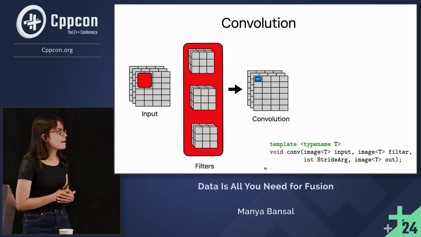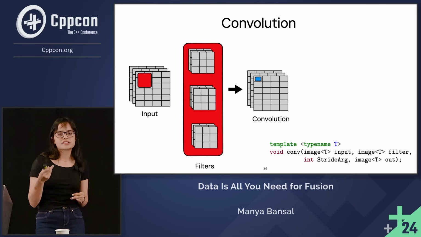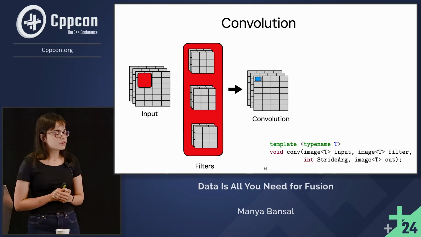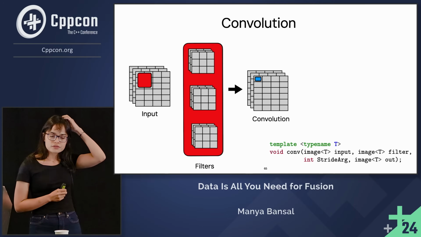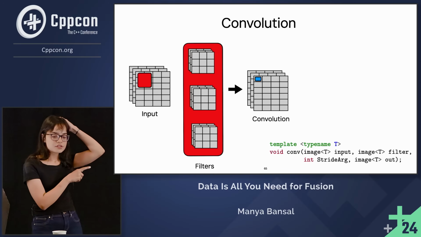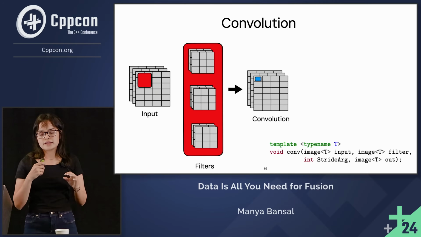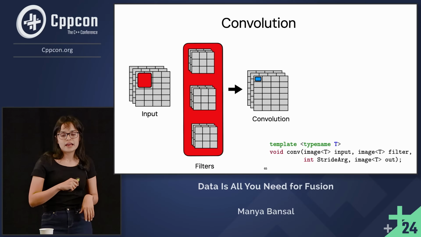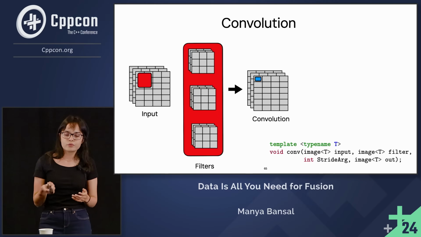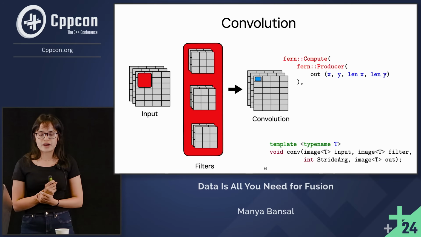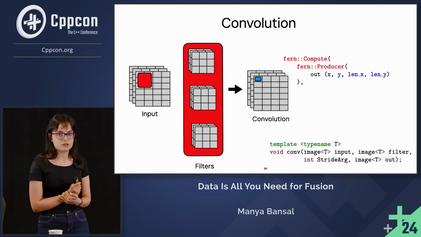Let's go through another example together, and I'll try to highlight some interesting parts of Fern through this example. So this is a convolution, and let's just look at the interface. It has an input, a filter, an argument that determines the stride, and an output. Again, as with the matrix multiply example, we're just going to write down what this function is going to produce.